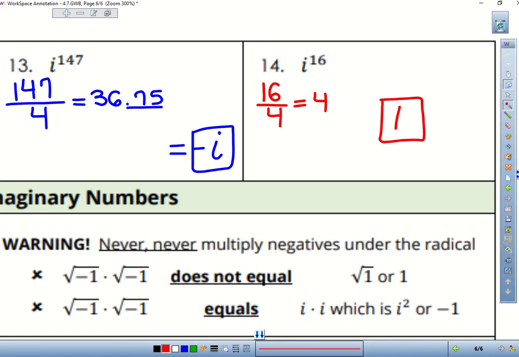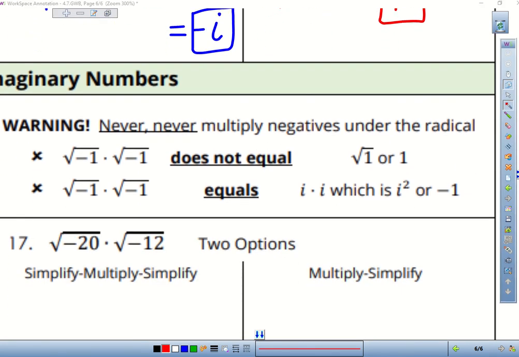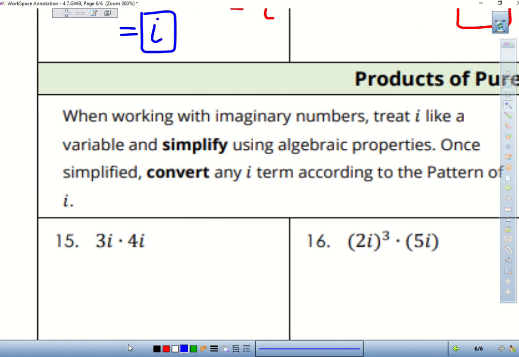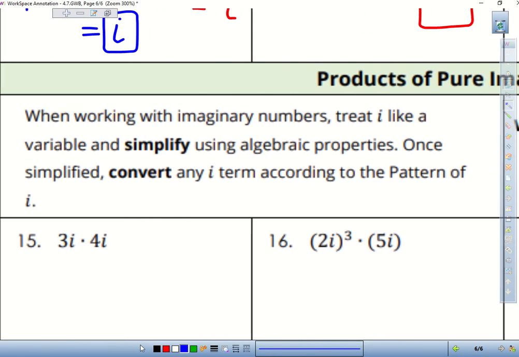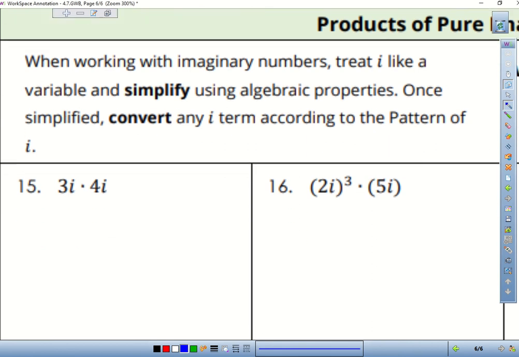Okay. So before we move into simplifying radicals again, with more steps, know that you can never multiply negative radical 1 times negative radical 1. You have to simplify it to i before you multiply, okay? So when working with imaginary numbers, treat i like a variable and simplify using algebraic properties. Once simplified, convert any i term according to the pattern of i.